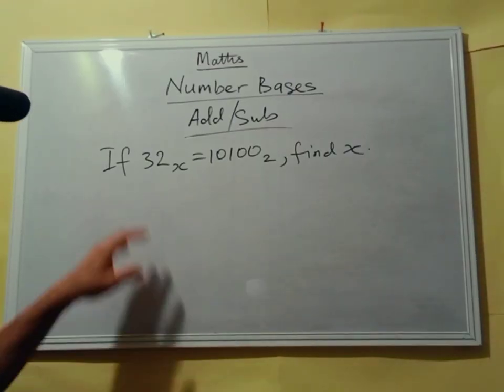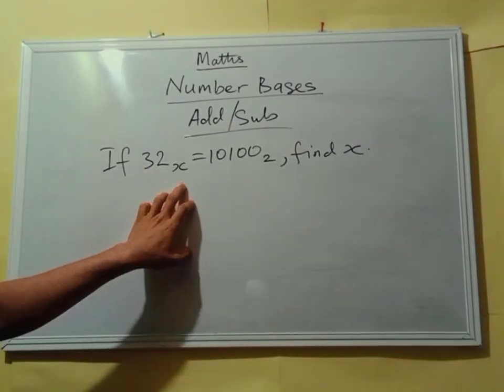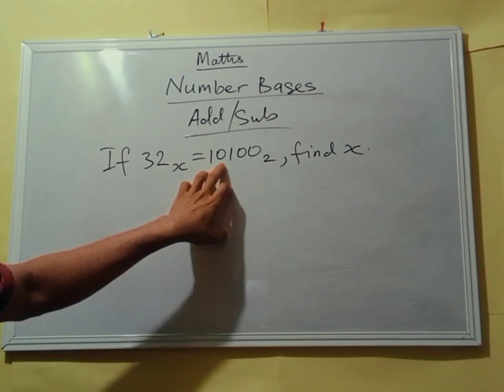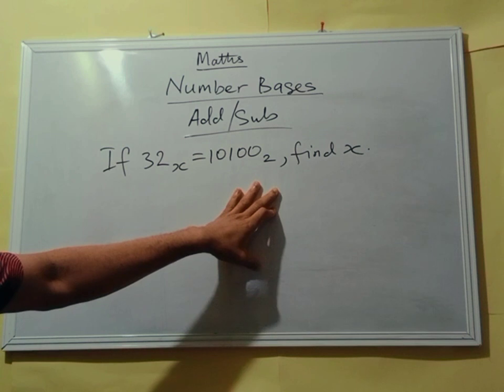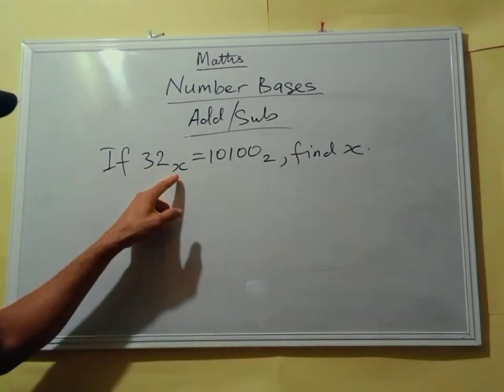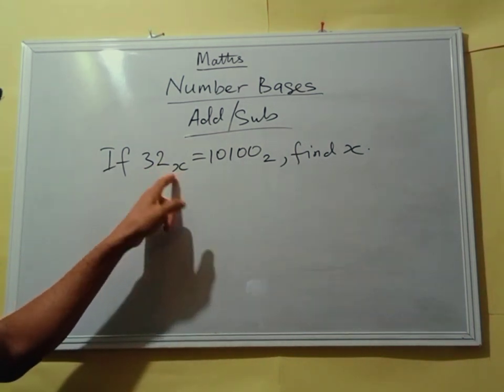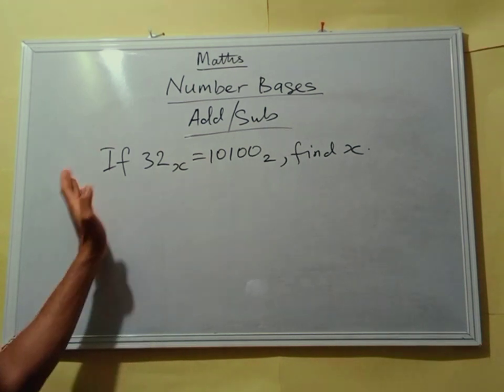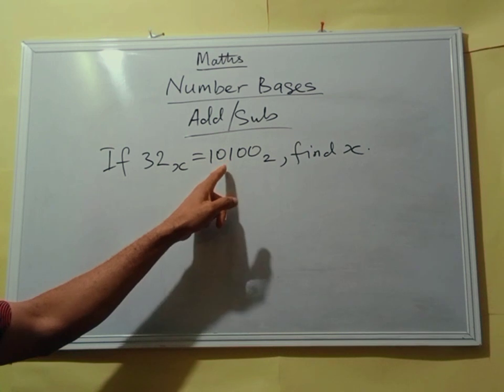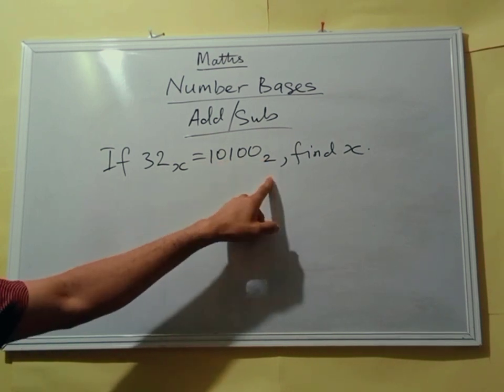Okay, let's look at this other one. If 32 base x equals 10100 base 2, find x. So what do we do? On the left hand side, we have the number in base x. Don't know what the x stands for, but we have to find that x. On the right hand side, we have a number in base 2.